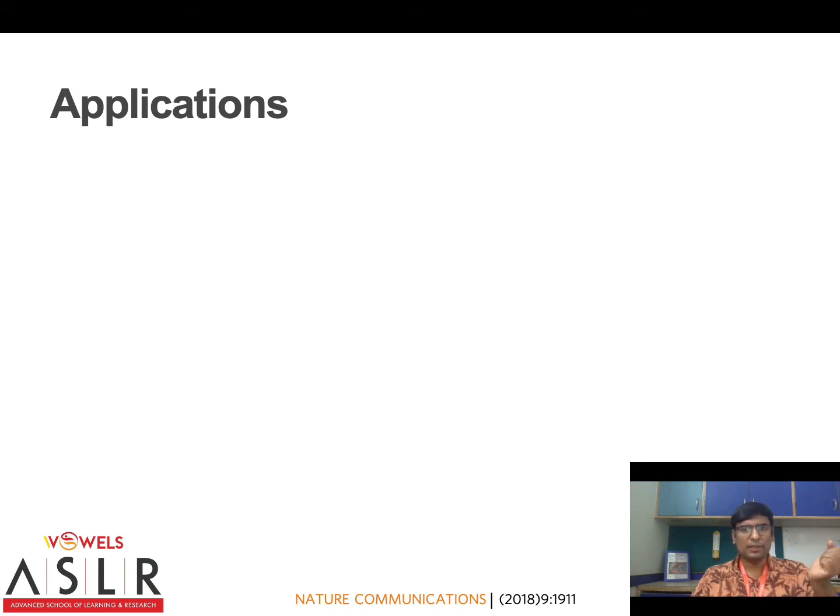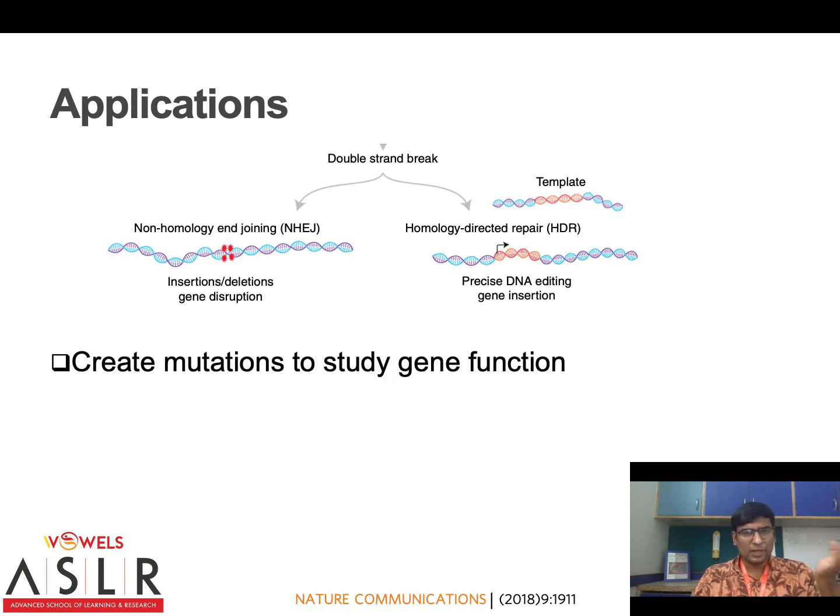So what are the applications of CRISPR? As I mentioned, when the non-homologous end joining happens, it is a random insertion or deletion of base pairs. This could lead to a frame shift mutation or a stop codon, thereby the protein may not be formed or the protein is prematurely terminated. So this way we can create a mutation and study gene function.